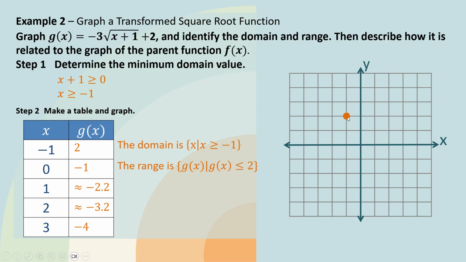So I'm plotting (-1, 2), (0, -1), (1, -2.2), (2, -3.2), and (3, -4). And we'll connect them. We just have an arrow on the one side because there aren't any points. The function is not defined for anything less than negative 1.